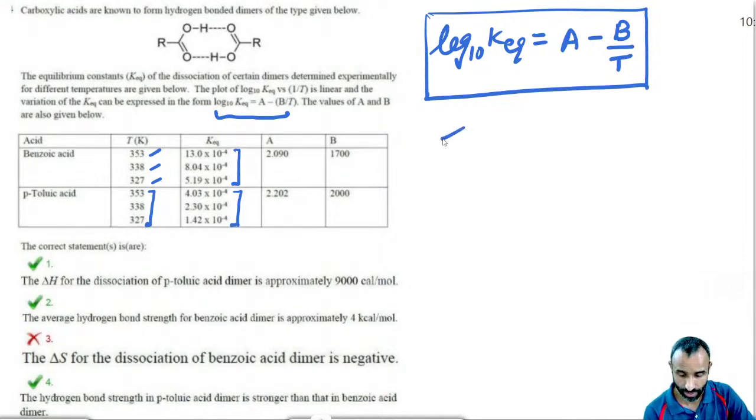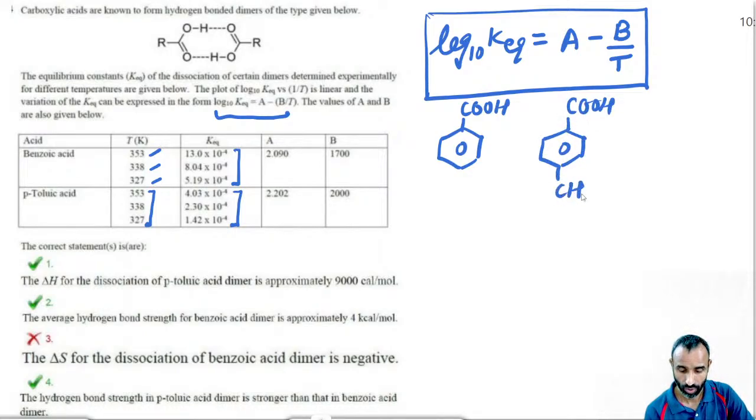First is benzoic acid. And the other one is paratoluic acid. So obviously, when a methyl group is attached, tell me which one is the stronger acid, benzoic acid or paratoluic acid? Out of benzoic acid and paratoluic acid, which one is the stronger acid?